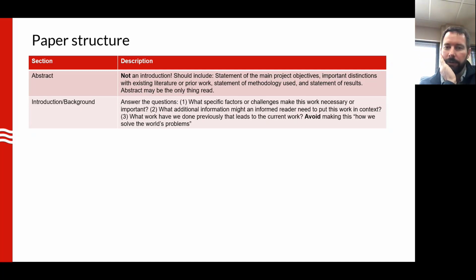So I guess I have these three things, right? Specific factors or challenges that make the work necessary, additional information that might be needed, and then any work that's been done previously by you that leads to the current work. So this is not a literature review. This is stuff that we've done before that we just need to recap to get everybody up to speed.